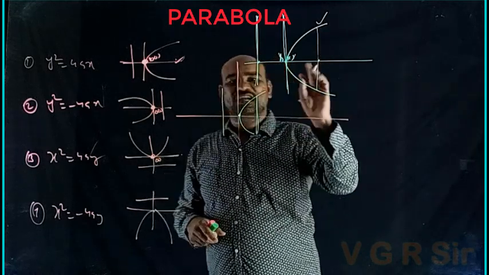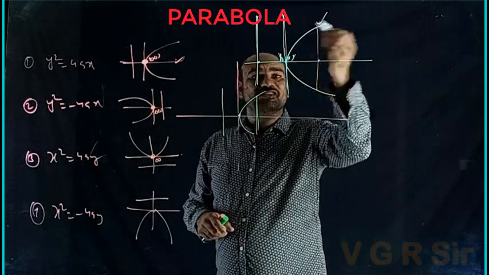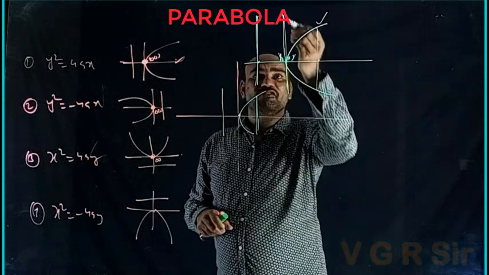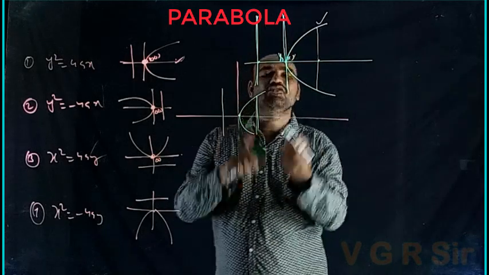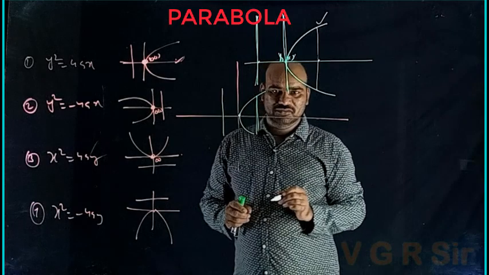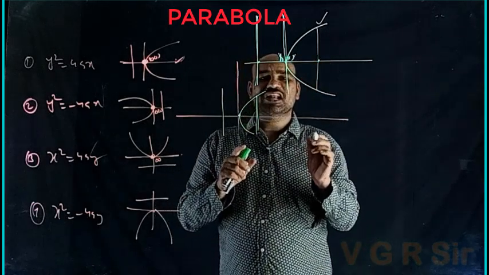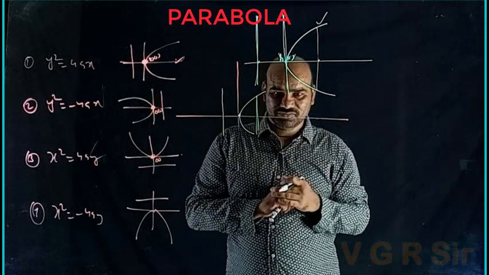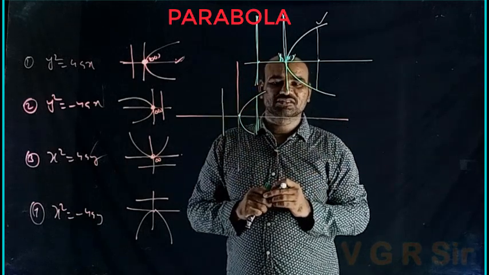Length of semi latus rectum 2a only. But focus will change. Equation of parabola will change. Equation of tangent will change. Equation of directrix will change. But how to find out? Okay, so here we need to use the concept of transformation of axis. I clearly explained in previous chapters.